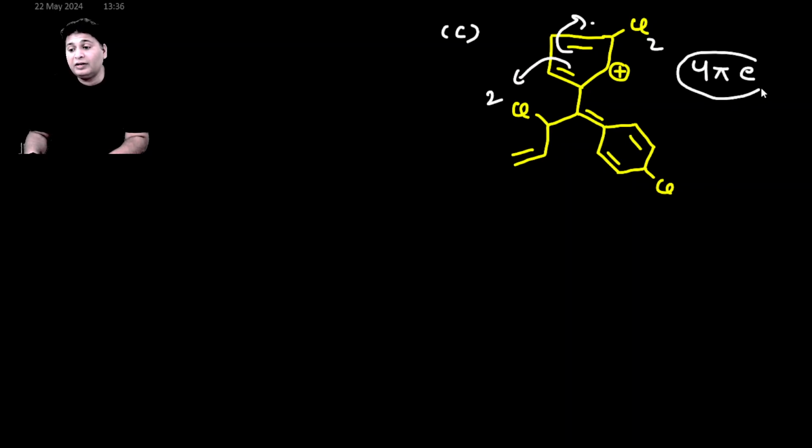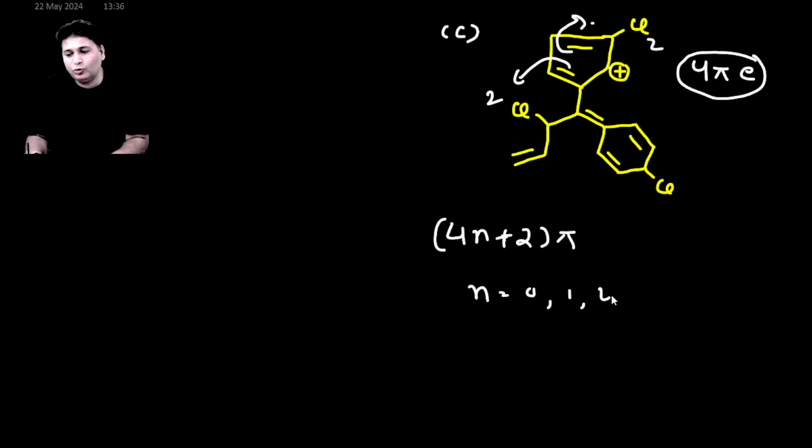And this figure is very alarming. Why is this figure alarming? You should understand. We have already seen that the number of electrons involved in the cyclic conjugation follows the 4n plus 2 rule, where n can be 0, 1, 2 and so on. So you put n equal to 0, it will come 2. You put n equal to 1, it will come 6. You put n equal to 2, it will come 10.